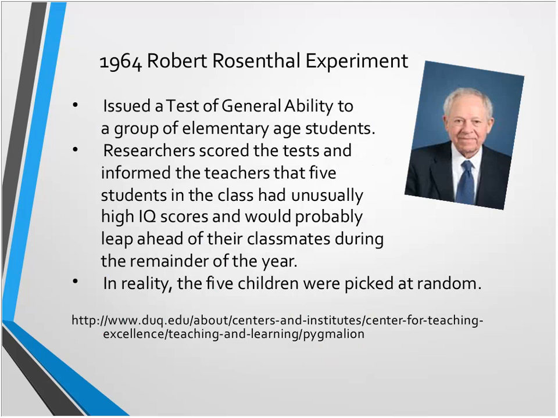In 1964, this gentleman, Robert Rosenthal, did an experiment. He gave a test of general ability to a group of elementary age students, and he told a group of teachers that their group was the high IQ group, and he told the other group that their group was the low IQ group. They took the test, and at the end they found out that the kids were picked at random, but the way that the teachers interacted with the children actually influenced their progress on the exam. The point of this is that the way that we perceive the kids actually impacts how they will progress in our classes.